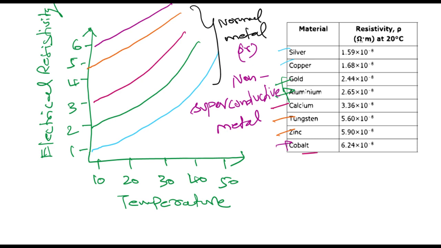The ability to conduct electric current is a characteristic property of every material, like silver, copper, gold, aluminum, calcium, tungsten, zinc, and cobalt. Each of these materials can be used to compare various materials. Just those materials which exhibit electrical resistivity, which means R is not equal to zero, are considered normal materials or non-superconducting materials.